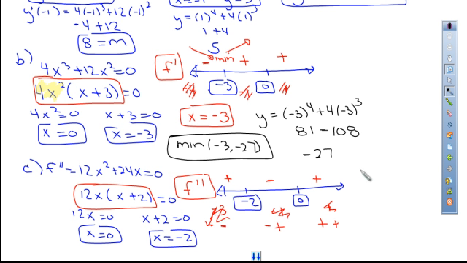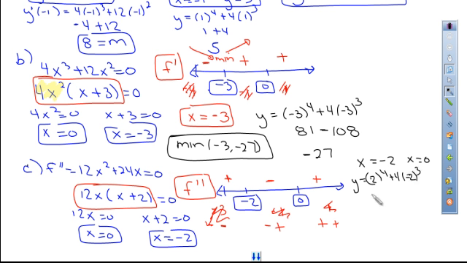So my coordinates for my points of inflection, or my x-coordinates, are negative 2 and x equals 0. Since they want the coordinate, I have to find the y value. So I'm going to substitute that into my original equation. I need to substitute both points into my original equation.